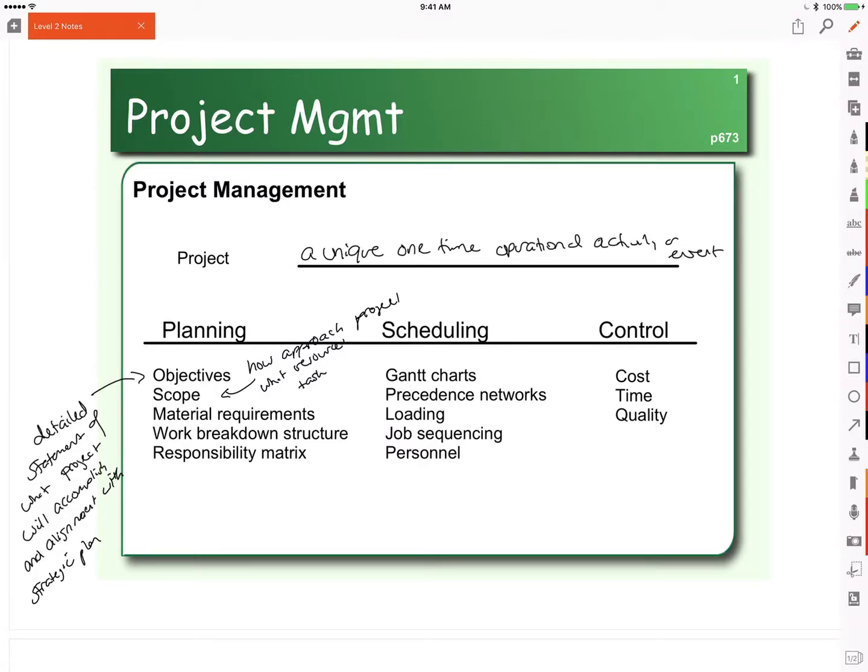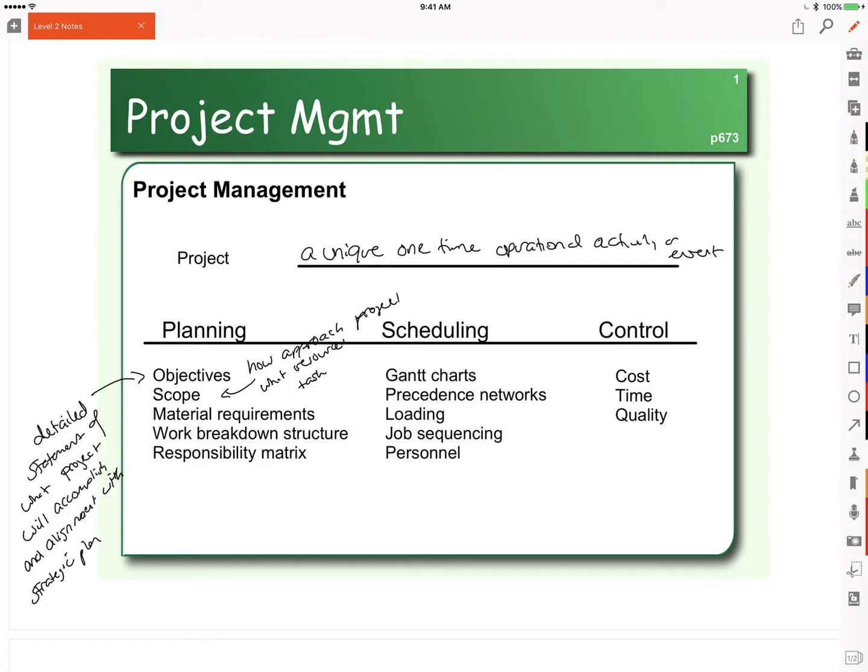So in project management, we are looking at the operational activities of a one-time event. We need to plan for it, we need to schedule it, and we need to control it. So we looked at how we plan, we developed the objectives that help us figure out what we're going to accomplish and determine whether we're successful.